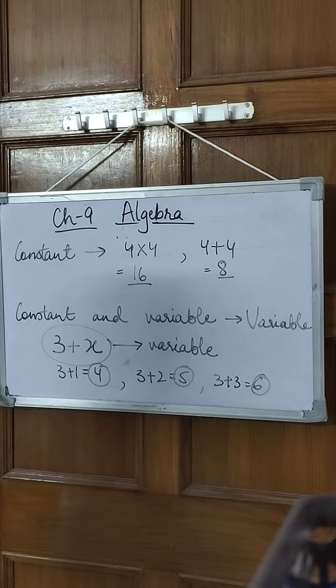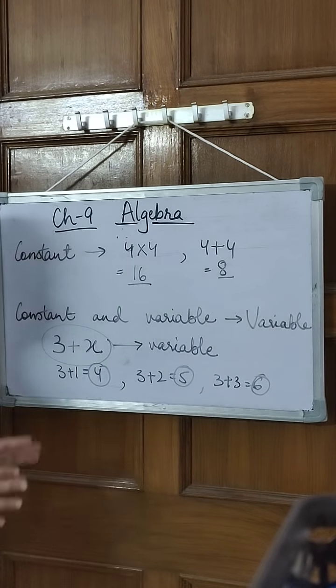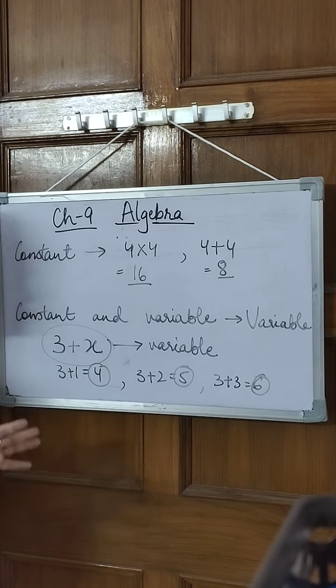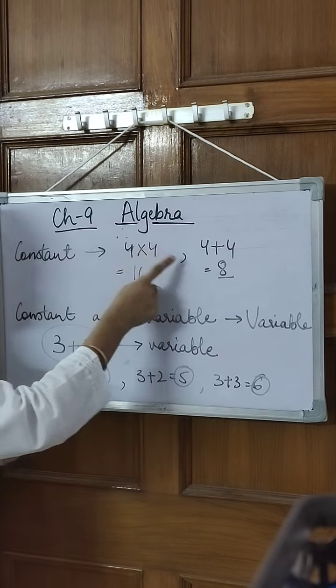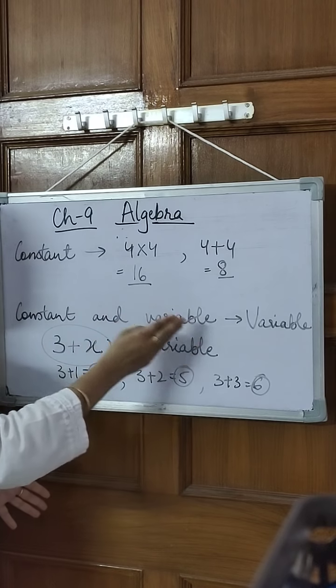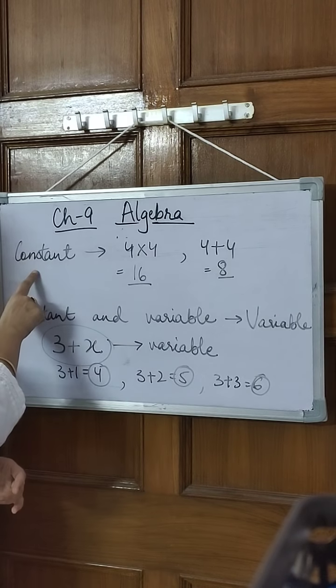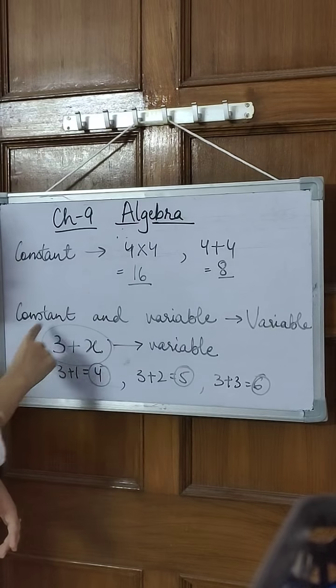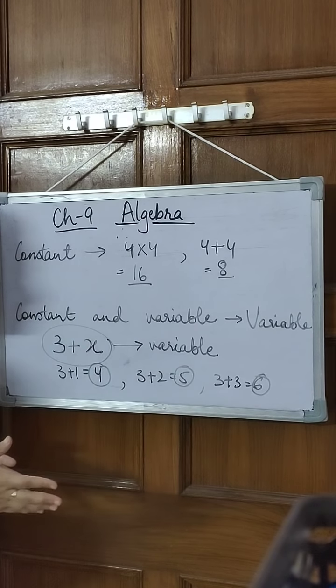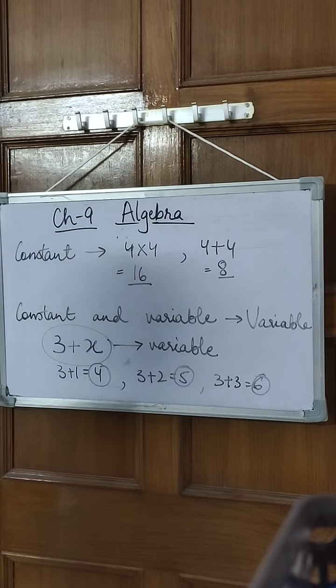What is constant, what is variable, and how we represent constant and variable. Values that are fixed are constants, values that vary are variables. We represent constants using numbers, and variables using alphabets, or literals. Okay. Let's take one example.